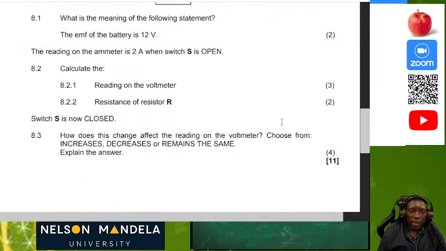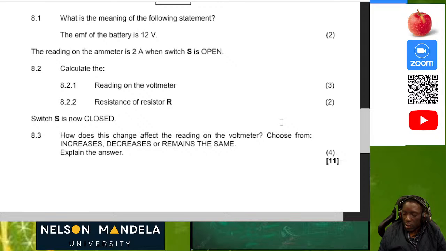And what is the resistance of resistor R? If IR is equal to 11 volts, then we can say 11 volts equals 2 times R, and that means 5.5 ohms is equal to the resistance R. So this is from V equals IR, the same thing that we use here.